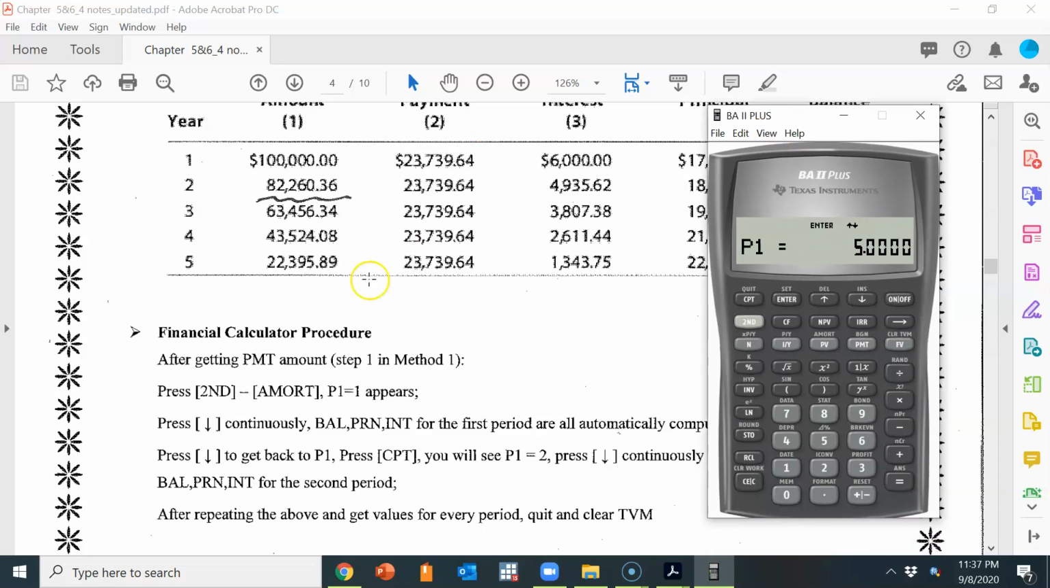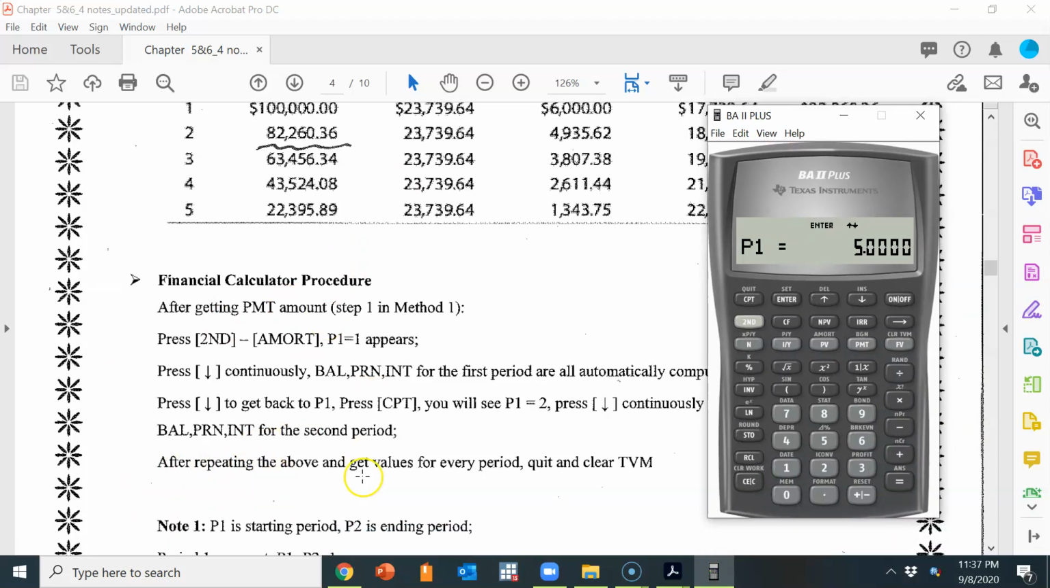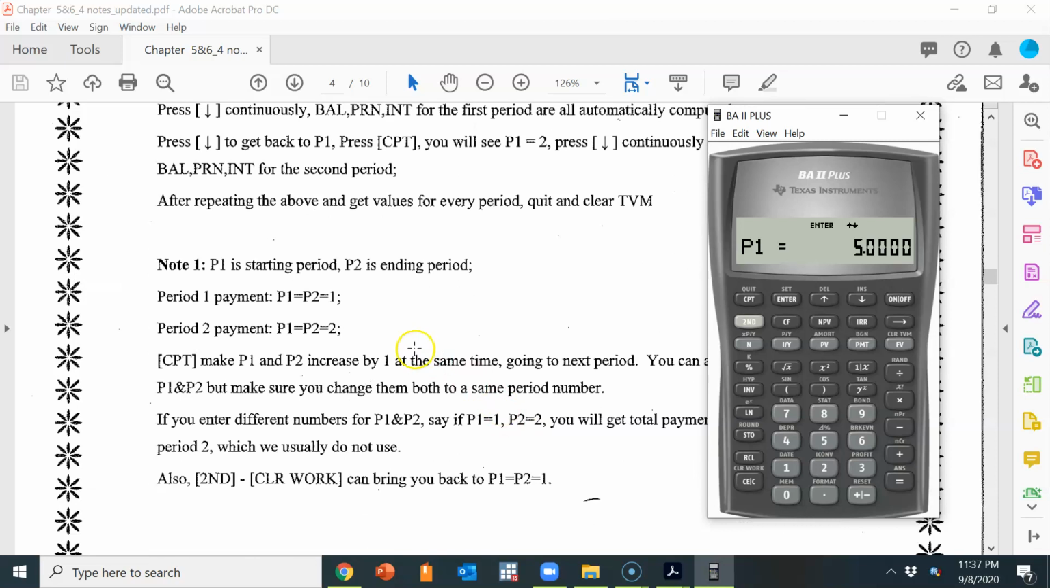Okay? After repeating these steps and getting values for every period, you can write them down to construct the table. Quit and clear TVM. Okay, so we can always press second quit and second clear TVM to clear all the numbers in the amortization table and the TVM table. Okay, I don't want to clear them here because I want to show you that P1 and P2 can increase at the same time by pressing compute.